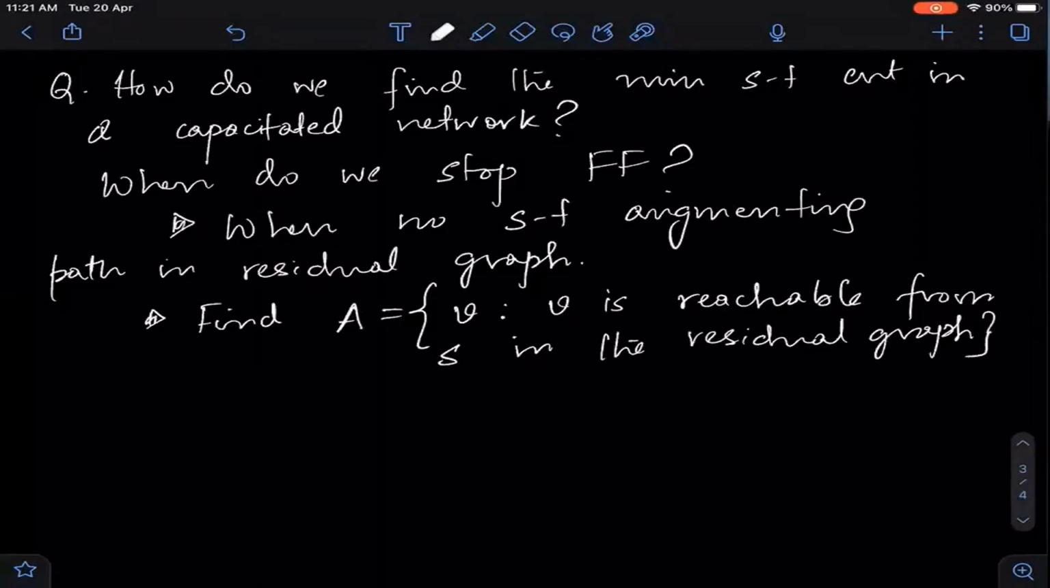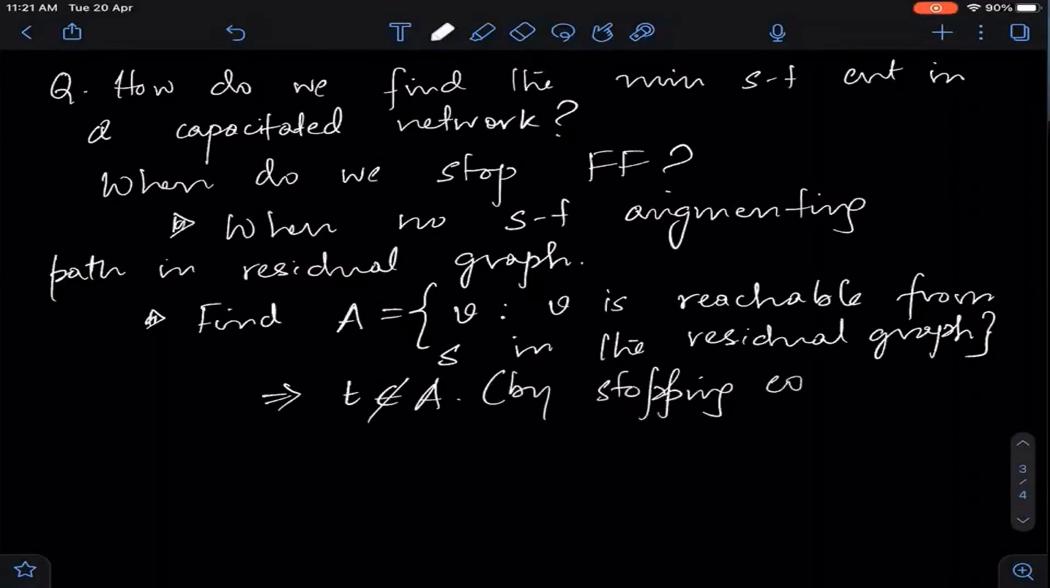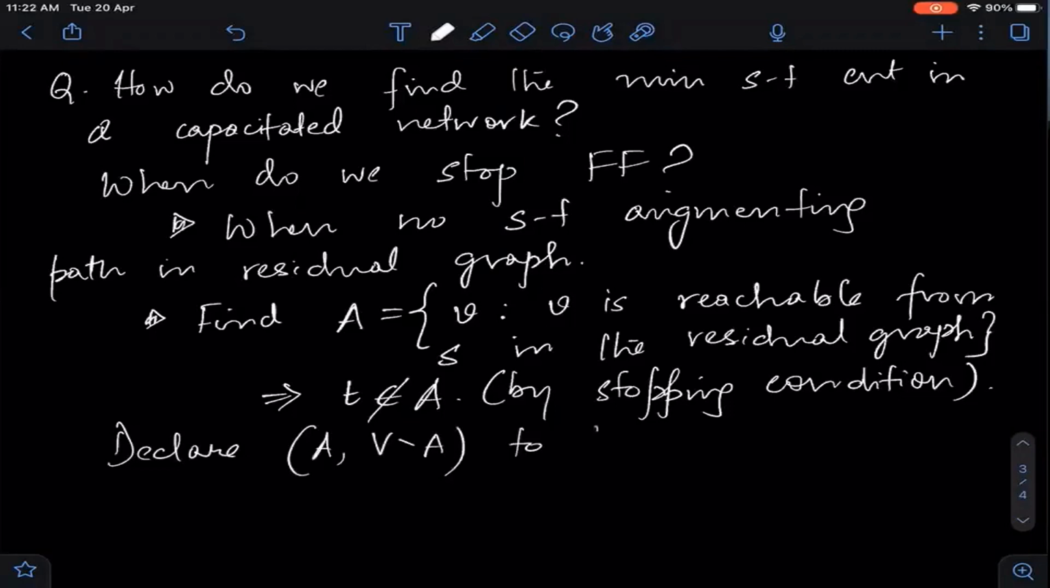The crucial point is, can T be part of A? T is not part of A, right? By the stopping condition of the Ford-Fulkerson algorithm, T cannot be part of A. So this will imply that T cannot belong to A, by the stopping condition of Ford-Fulkerson. Okay, so now you declare A, V minus A to be the min cut.